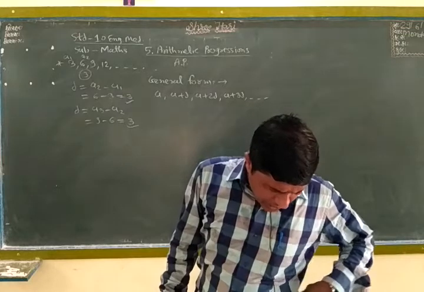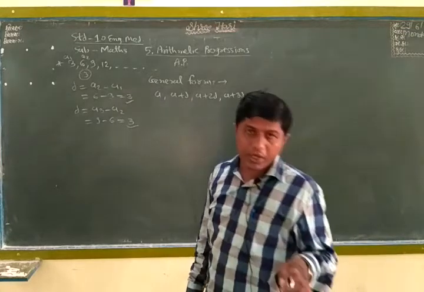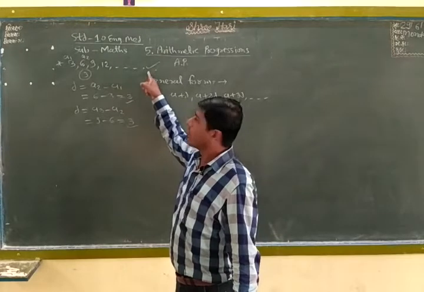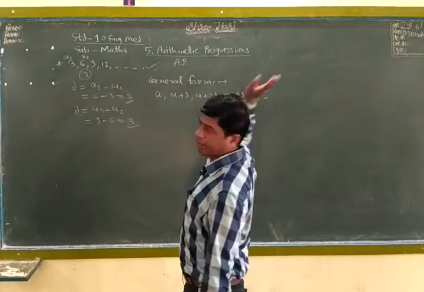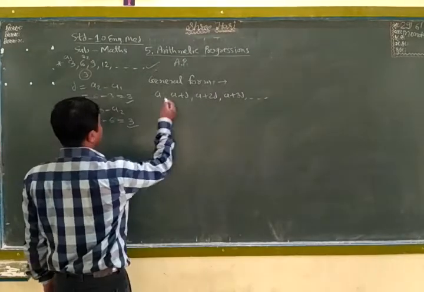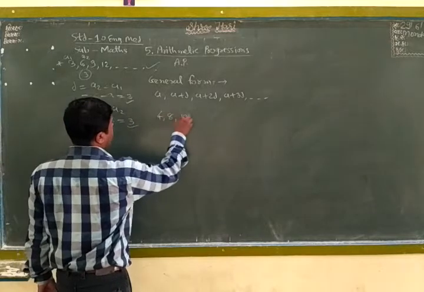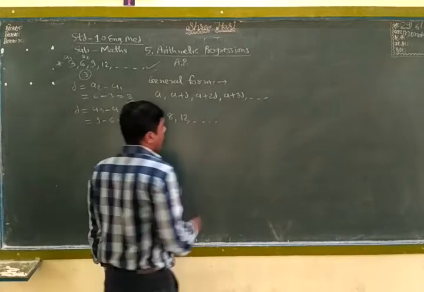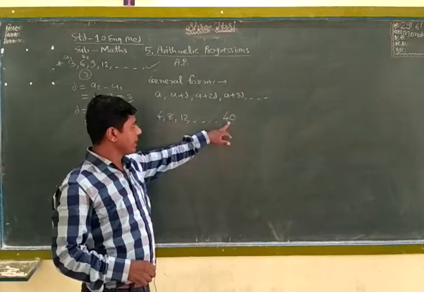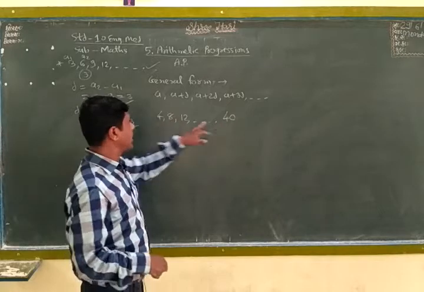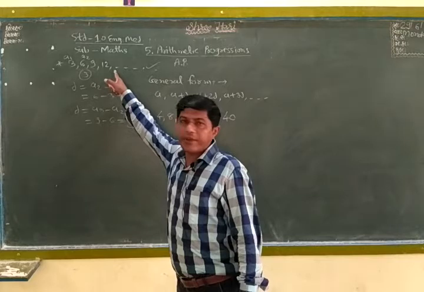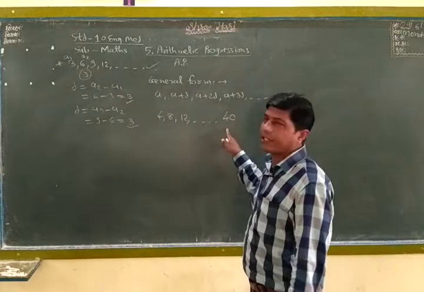Now, finite and infinite arithmetic progression. This is the infinite arithmetic progression. Why? The end is not given here, so there are infinitely many terms. Now suppose we take 4, 8, 12 up to 40. So this has a fixed number of terms and is finite. So this is the finite arithmetic progression, and the other is the infinite arithmetic progression.